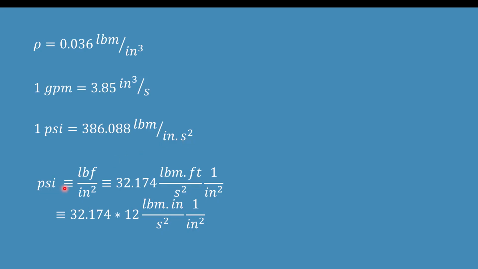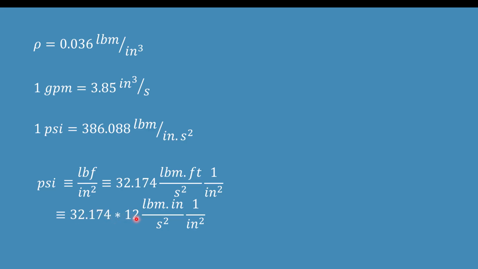So PSI is by definition pound force per inches squared. And what we know about pound force is that it is equal to 32.174 pound mass times foot over squared second. It is the definition of pound force. And I have to add 1 over inches squared at the end of this unit. There only remains one problem: in the numerator we have feet and in the denominator we have inches. So to convert feet into inches, I have to multiply by 12. So 1 foot is 12 inches.